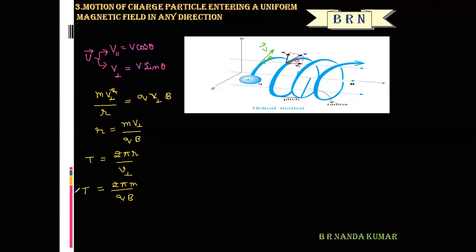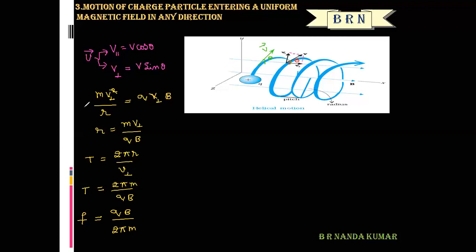Again, the time period does not depend on radius and speed. Even the frequency also does not depend on speed and radius. The frequency expression is qB divided by 2 pi m. So this is the frequency of the charged particle, and this is the time period of the charged particle. So the time period of the charged particle does not depend on the speed and the radius. So this is for the perpendicular component of velocity.